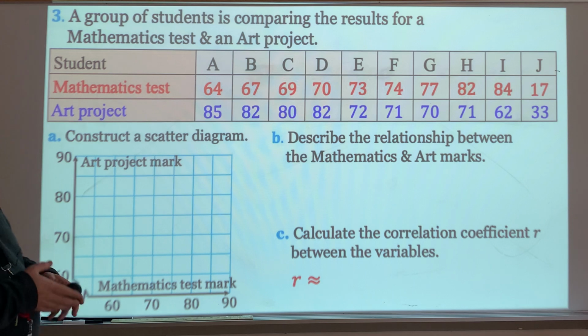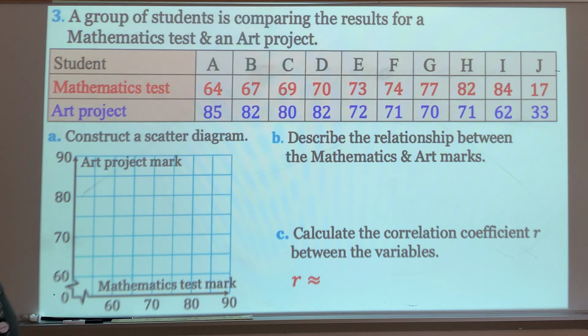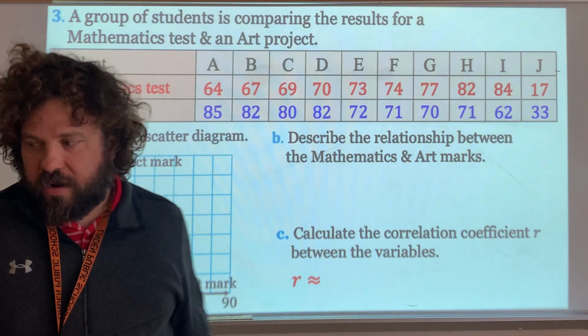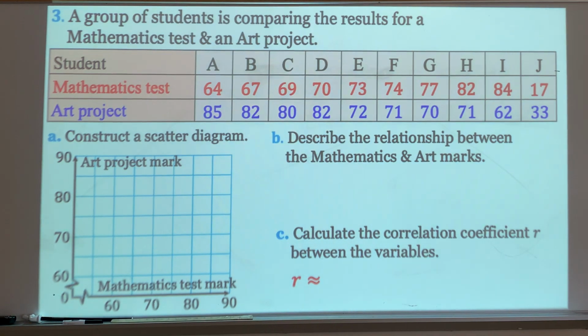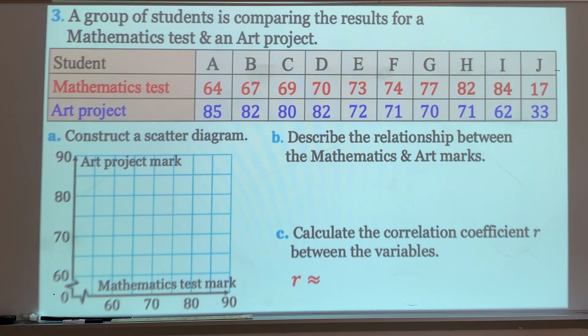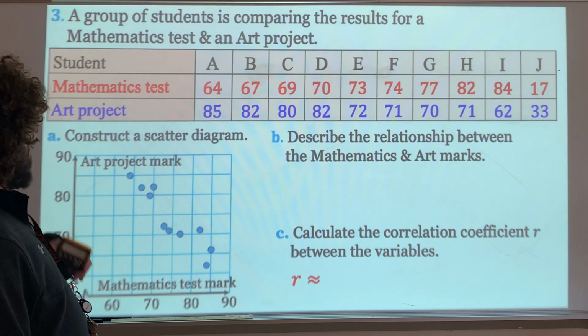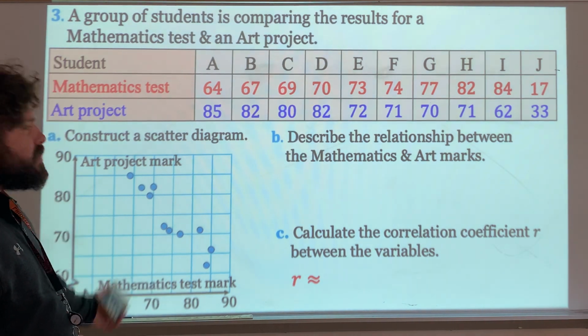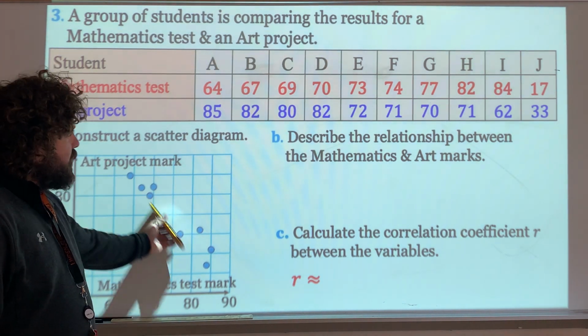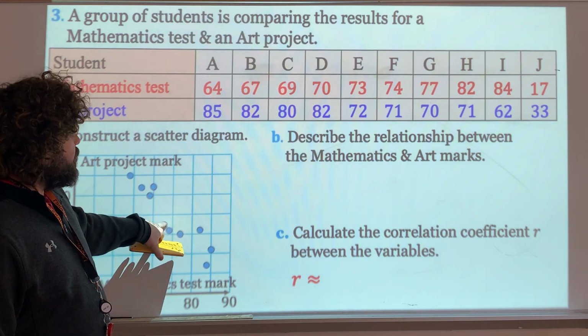Three. A group of 10 students preparing results for a mathematics test and an art project. Construct a scatter diagram. All right, so I'm going to make your scatter diagram. I like these because I already made these. It took me a while to make it on the computer, so I don't have to do it in class. Boom! That's what your scatter diagram should look like. Importance of a scatter diagram, once again, is to see if there's a linear relationship, to see if there's actually any relationship.